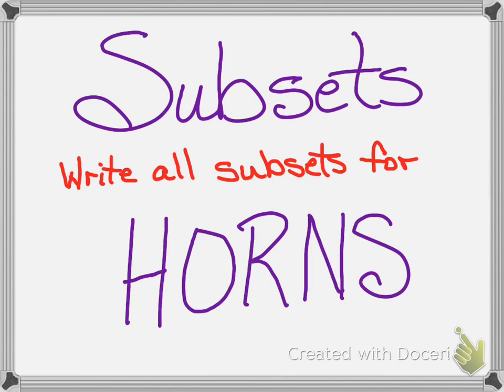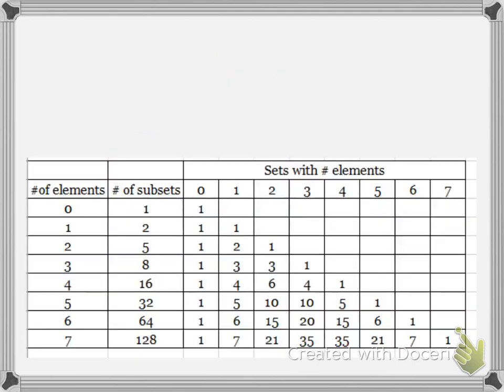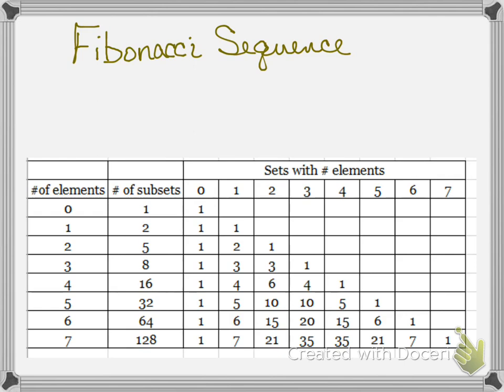Now, I've had several of you asking, how do you figure out how many subsets can be derived from any given set? Well, we're going to use what we call the Fibonacci sequence. Fibonacci sequence. Okay, now the first number in the Fibonacci sequence is 1.